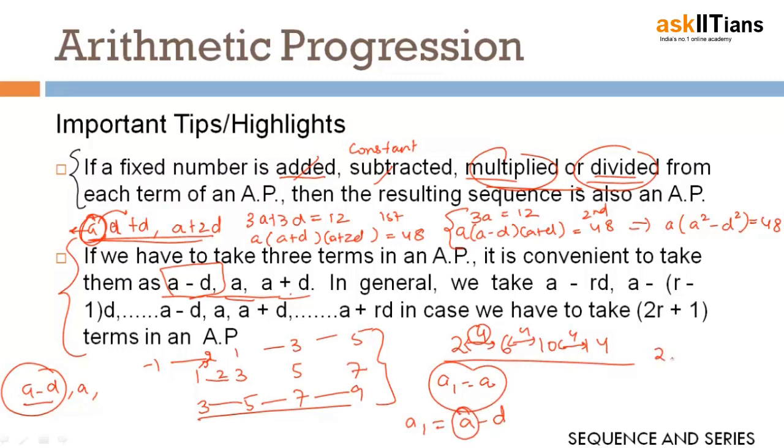So for example, if you take 2, 5 and 8, either you can write a1 as 2, or, if this is A, you write a1 as 5 minus 3.